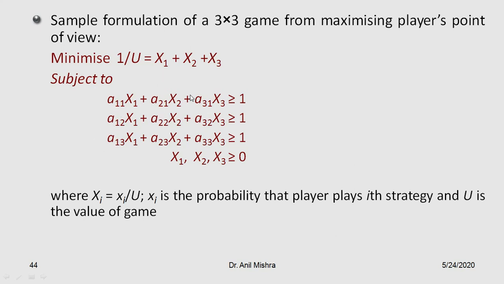This is the component of your payoff matrix: a11, a21, a31, a12, and so on. And we take x1, x2, x3 for the first player A, and all the values must be greater than or equal to 1, right? And from the outcome of this, the finding of the solution, you have to know how to find the primal solution.